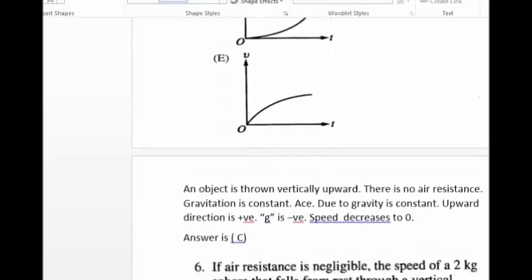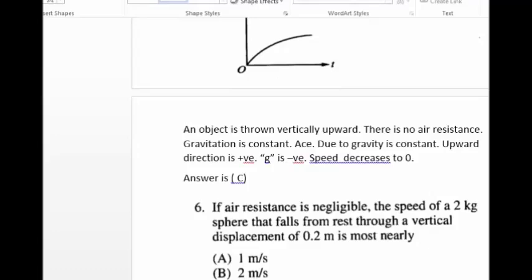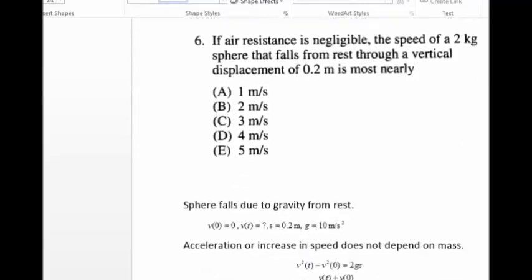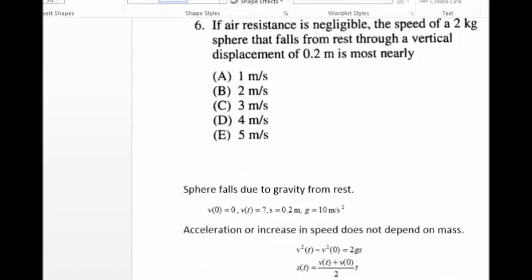The next problem is, if the air resistance is negligible, the speed of a 2 kg sphere that falls from rest through a vertical displacement of 0.2 meter is most nearly. So what we need to find out is the speed of a 2 kg sphere that falls from rest through a vertical displacement of 0.2 meter. So what is the speed it picks up when it falls over a distance of 0.2 meters?